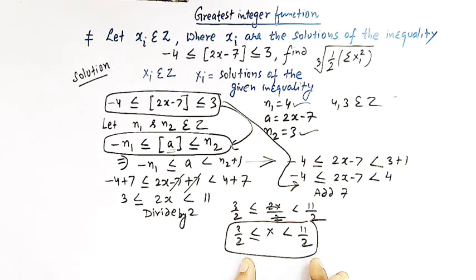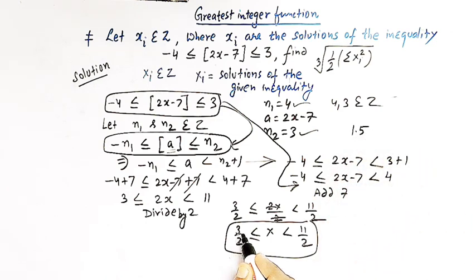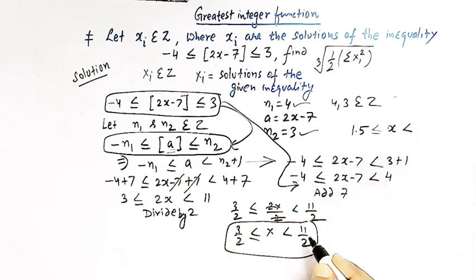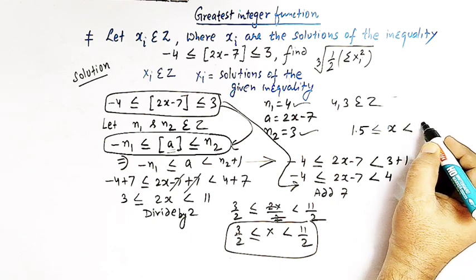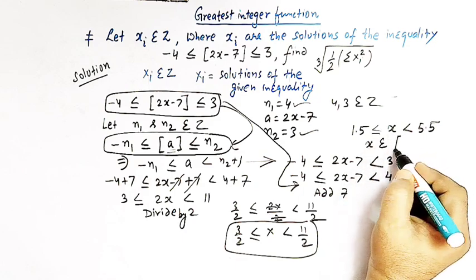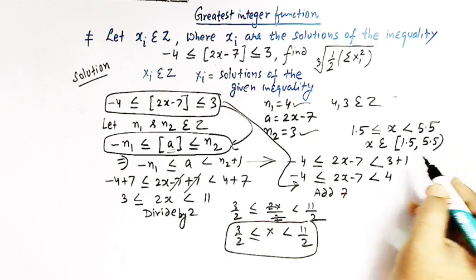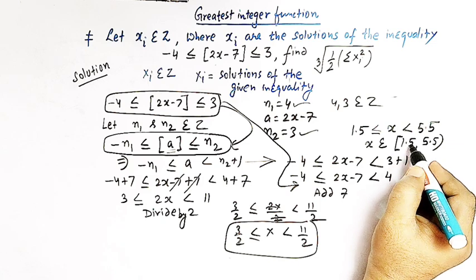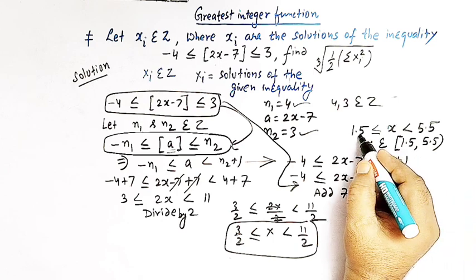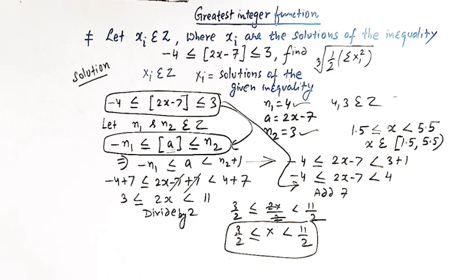So now we can also write this inequality as 1.5, because 3 divided by 2 is 1.5, and here we have x, and here we have 11 over 2, that is 5.5. So x belongs to the interval 1.5 to 5.5. And remember, here we have the interval closed, and from here we have the interval open. So 1.5 is included, but 5.5 is excluded.